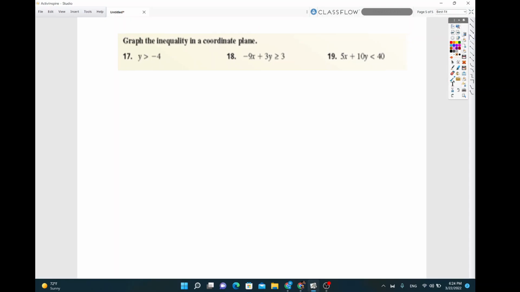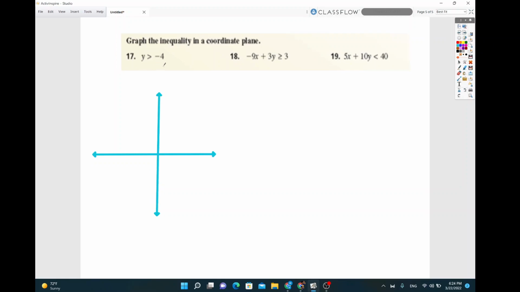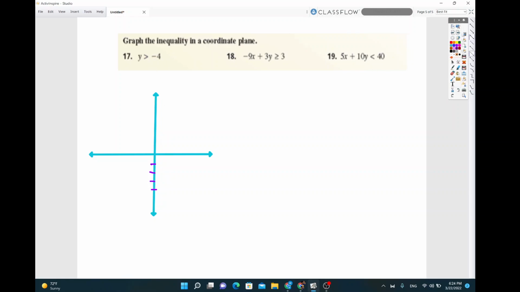On the xy plane, if you try to sketch the graph of y greater than negative 4, we've got the x-axis and the y-axis. So y is greater than negative 4, so let's allocate that position at negative 4, down here on the y-axis. And now there's no equal sign involved. If there's no equal sign involved, that means the line must be dotted, not solid. Okay, and negative 4 right here.